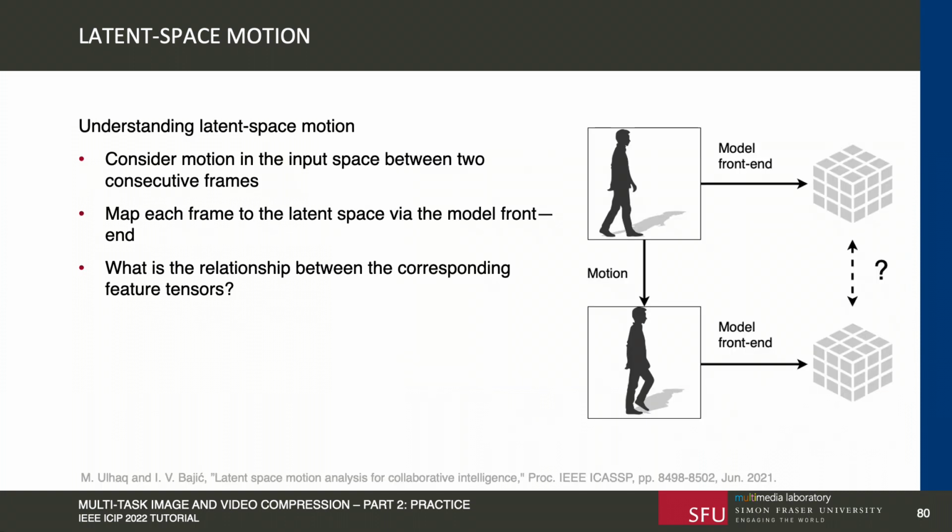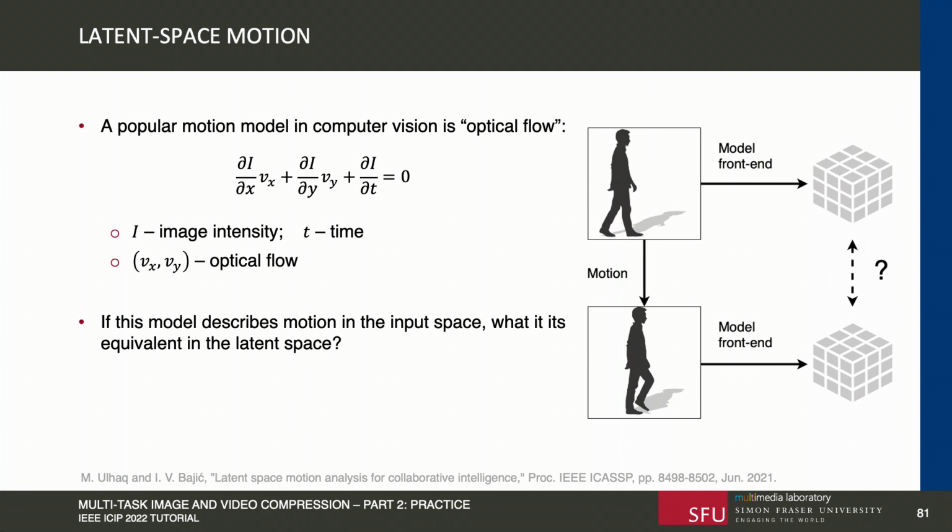To help understand latent space motion, we can pose the problem in the following way. If we look at two frames from a video and imagine passing each frame through a front end of a vision model to obtain a certain feature tensor, then if we know the motion relationship between these two frames, we can ask the question about what is the corresponding relationship between these two feature tensors. We will use optical flow to model input space motion.